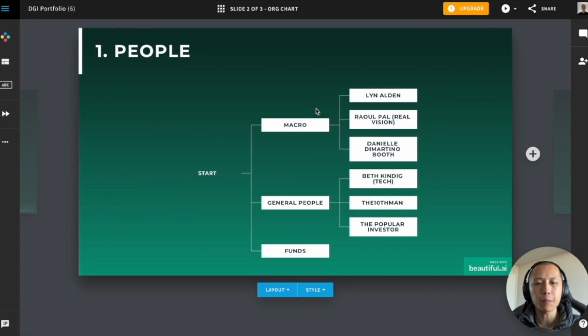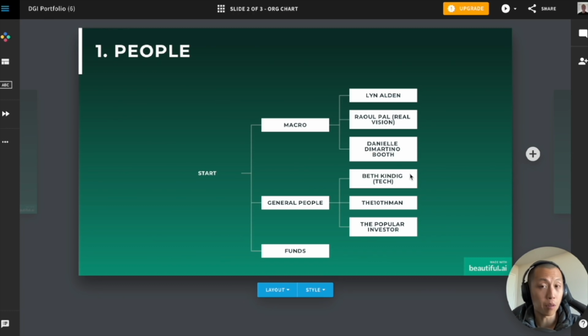So when it comes to people, there are three main groups of people that I follow. One is macro. These are the people that I follow for macroeconomic news. So that could be central banks printing more money, more stimulus, changing inflation expectation, and how that impacts the stock market or even the crypto market, right? So these three are by far the ones that I found to be incredibly helpful. I'll show you how I build a very specific feed of just their news in just a second.